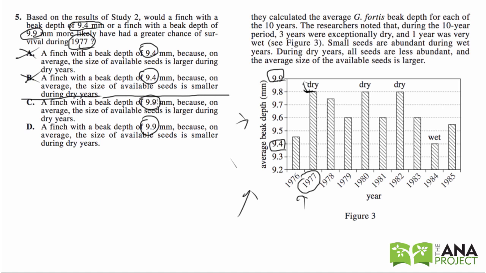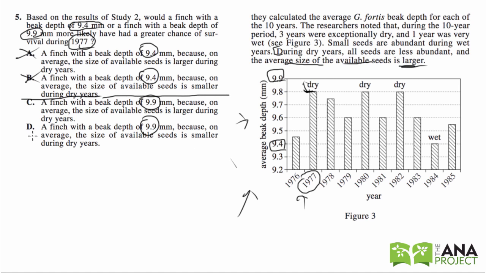So C and D say 9.9, and then the reasoning is a little bit opposite. It says because the size of available seeds is larger during dry years, or the size of available seeds is smaller during dry years. So if we look at the text above, it says during dry years, all seeds are less abundant, and the average size of the available seeds is larger.